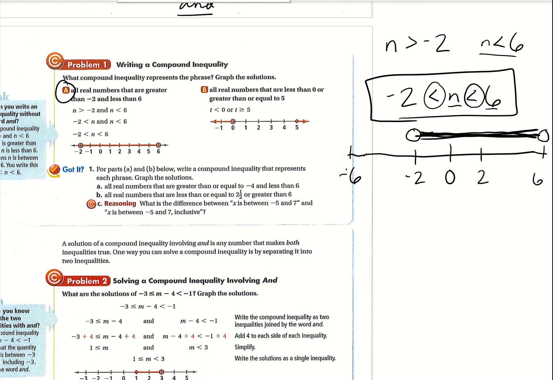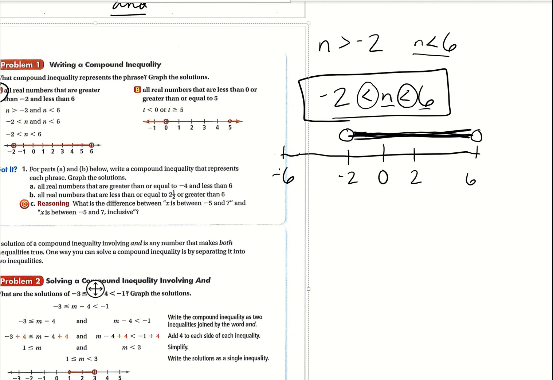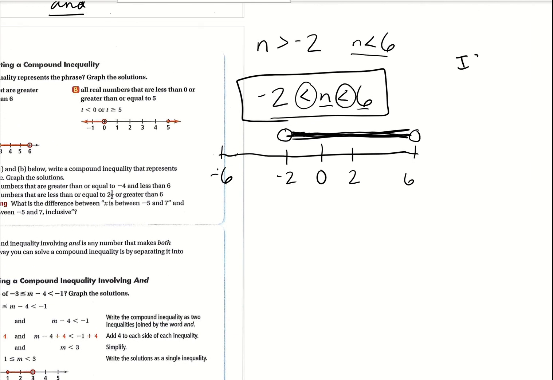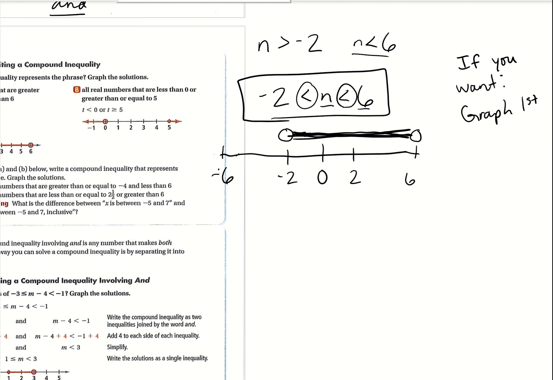One thing you are welcome to do, if you prefer it, and I usually prefer it: I personally prefer to graph first. I'll write that over here real quick. So if you want, you can graph first. That's what I prefer to do. The reason is I think it's easier to write your inequality after you've already drawn out the graph. But again, that is totally up to you.